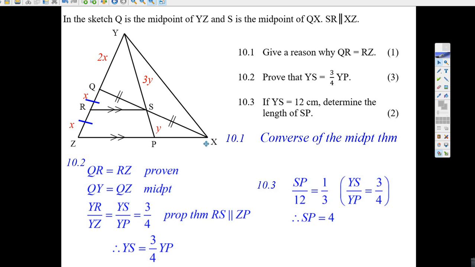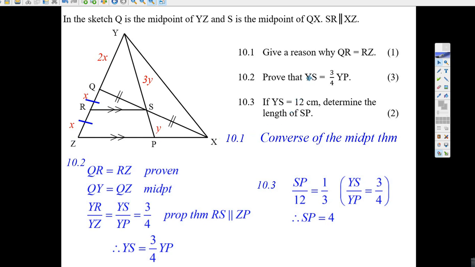Now they tell you to give a reason why QR should be equal to RZ. Well, that's a midpoint, and you see in triangle XQZ, you've got a parallel line that goes to the midpoint of the triangle. The converse of the midpoint theorem says that if you have a parallel line that goes to the midpoint of a triangle, then it bisects the other side. So it bisects QZ. That's why QR is equal to RZ.